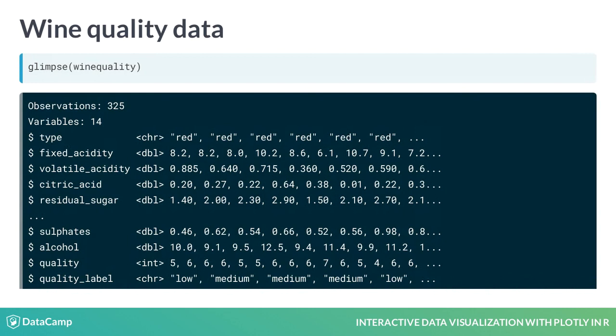In this lesson, we'll explore a sample of 325 wines taken from the wine quality datasets on the UCI Machine Learning Repository. Here, we have the results from both a chemical analysis and assessment of the quality.